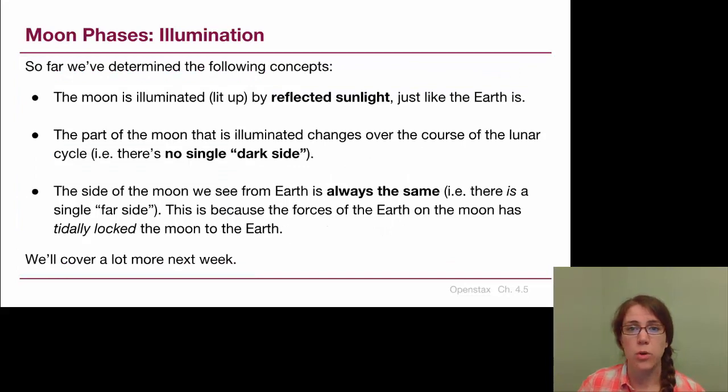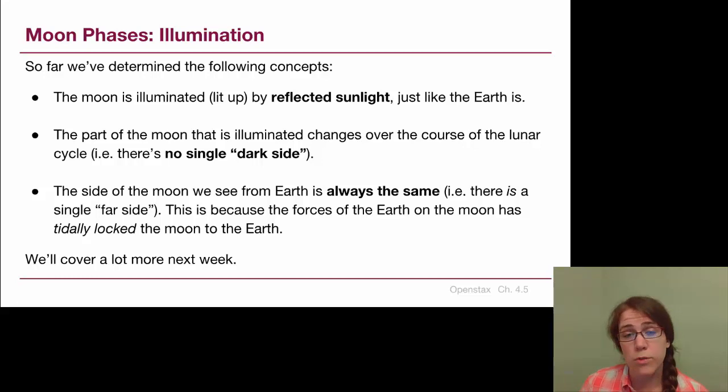Okay, so for this introductory video that you should watch before the deeper look video of moon phases, we'll confront more of these ideas in a separate video. What we've gotten to so far is that when we see the moon lit up in the night sky, it's not making its own light. It is lit up by reflected sunlight the same way that the Earth is. So we saw the Apollo photograph of the Earth. It was lit up. The Earth isn't making its own light. That's just reflected sunlight.